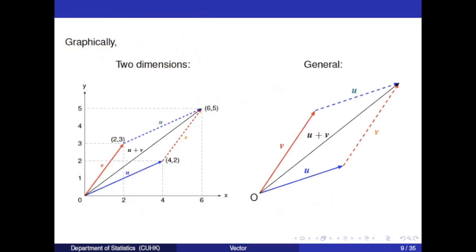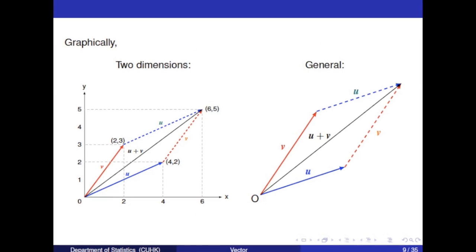Graphically, to add up u and v, there are 2 ways. The first way is to translate the vector u, such that the starting point of u is on the end point of v. Then, u plus v will be an arrow with starting point that is same as the starting point of v. The end point of u plus v will be on the end point of u after translation.